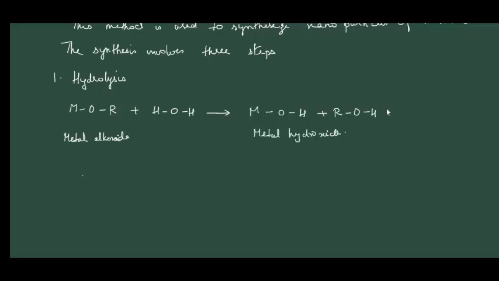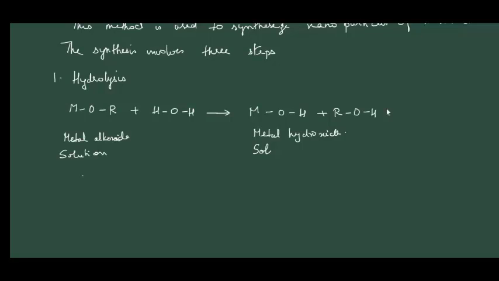Now this metal alkoxide is a solution. It is a homogeneous solution. While this metal hydroxide, since it is insoluble, it is in the form of colloidal particles. So this is a sol. It is a colloidal solution. So this is the sol which is getting converted into the gel.